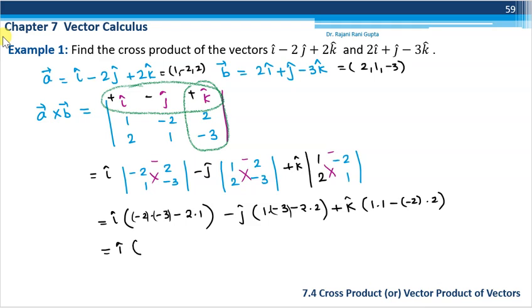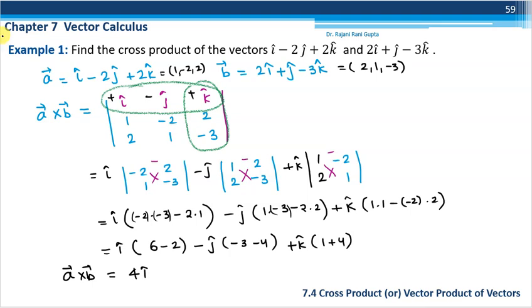So this gives you i times (6 minus 2), minus j times (minus 3 minus 4), and with k what you have is 1 plus 4. So the cross product is 4i, this is minus 7 and this, added with the minus, becomes plus 7j, plus 5k. So this is your cross product for the given vectors.